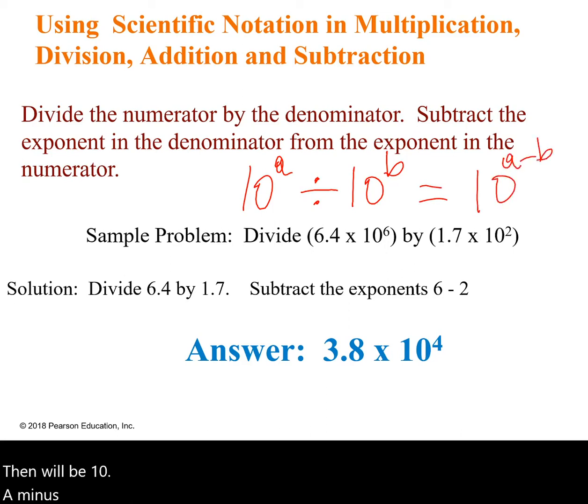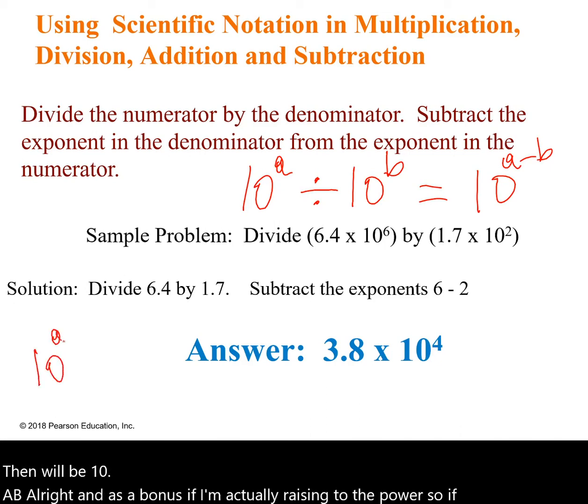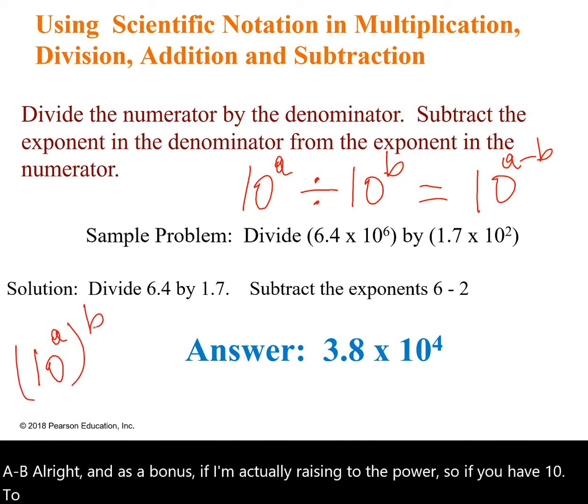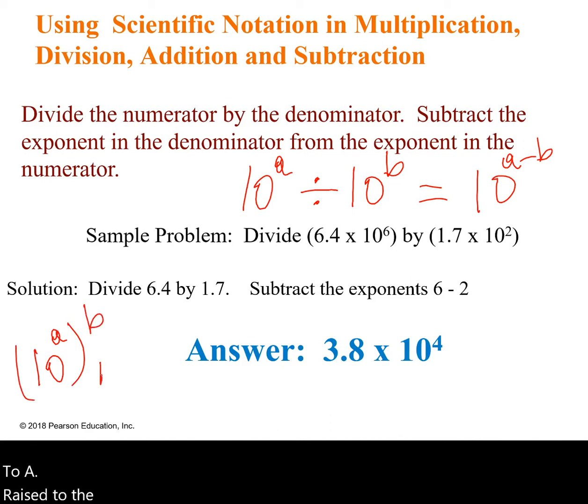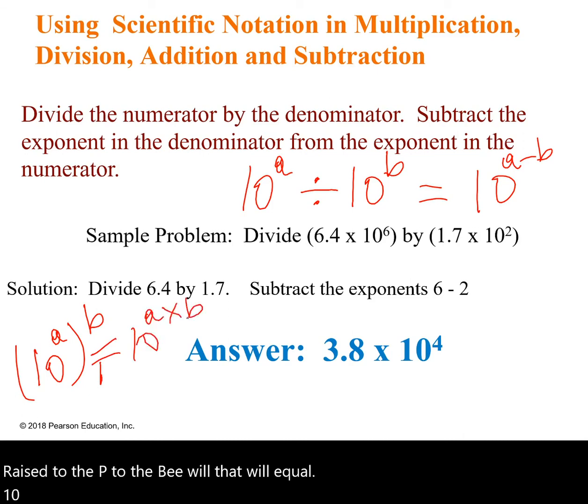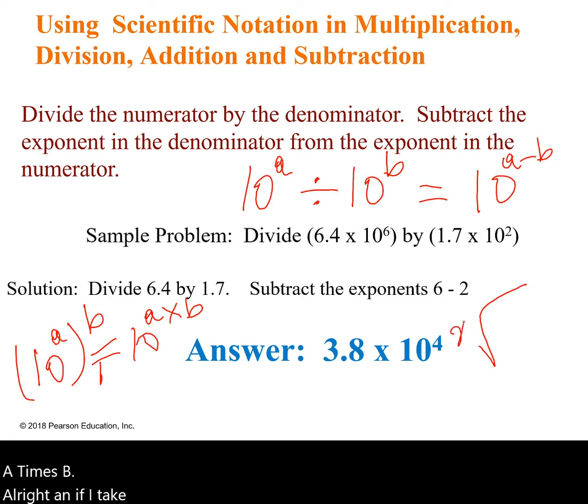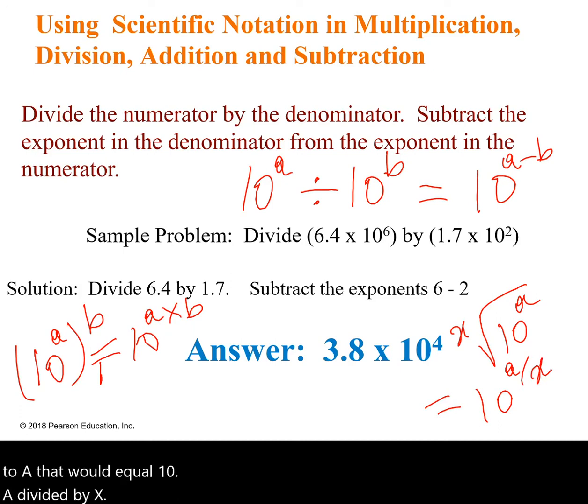All right. And as a bonus, if I'm actually raising to a power, so if you have 10 to the A raised to the B, that will equal 10 to the A times B. All right, and if I take the root, whatever it is here, of 10 to the A, that would equal 10 to the A divided by x. Okay, those are the rules.